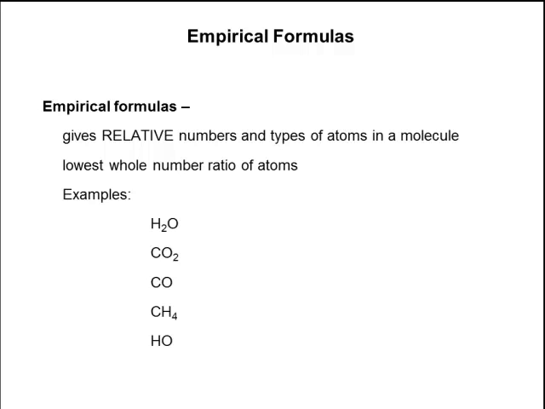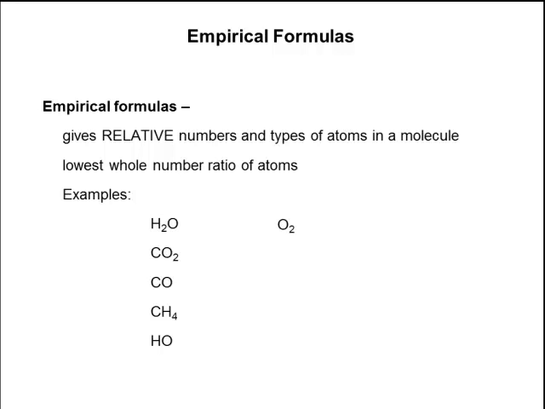Well, H2O, 2 hydrogens to 1 oxygen, that's a 2 to 1 ratio. That's the smallest whole number ratio we can get. If we go any smaller, we'd end up with H1O.5. We can't do that. So CO2, it's a 1 to 2 ratio. CO, it's a 1 to 1 ratio. CH4, it's a 1 to 4 ratio. HO is a 1 to 1 ratio. So I think you get the idea.